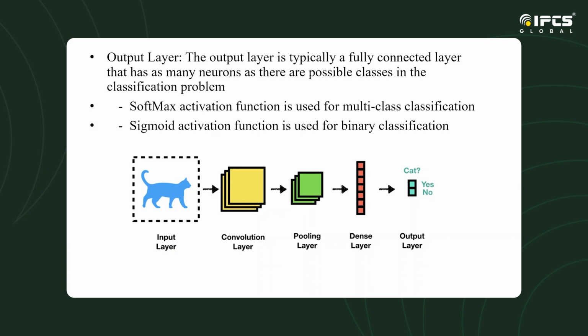So if I have binary classification, then I will consider the sigmoid activation function at the output layer. If I have 10 classes at the output layer, then I will consider the softmax activation function for the multi-classification problem.